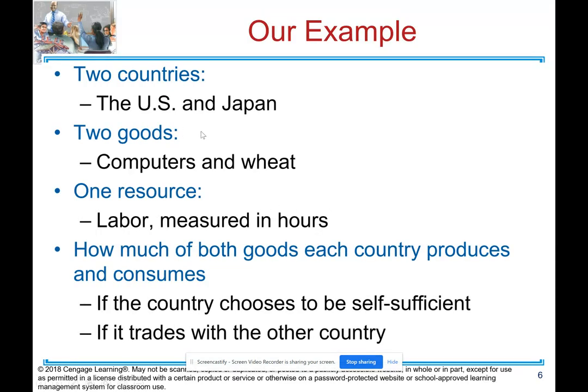We're assuming two countries, the United States and Japan. We are producing two goods, computers and wheat. There is only one resource, which is labor, measured in hours. How much of both goods does each country produce and consume if the country chooses to be self-sufficient? We're going to compare that with if it trades with another country.